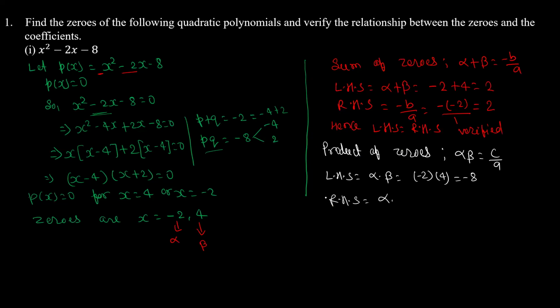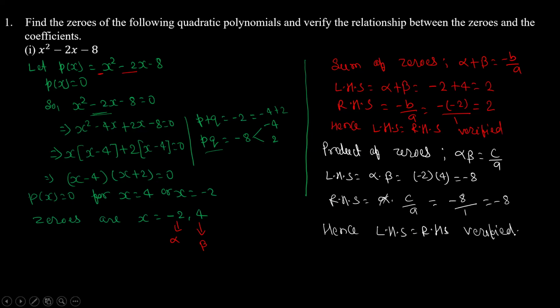और RHS का वैल्यू क्या है? What we have here, that is the C by A. Okay, so this C by A. C क्या है? Constant. That is the -8 here. और A क्या है? Coefficient of x square is 1. That is the -8. So hence again what we are getting? LHS equal to RHS verified. So both situations are verified. Sum of zeros and product of zeros both are verified here. So like this we can do in the tabulation form also, or like this also we can write.